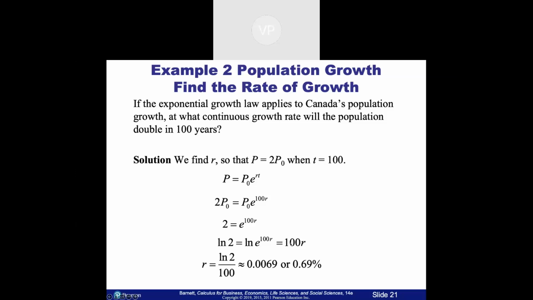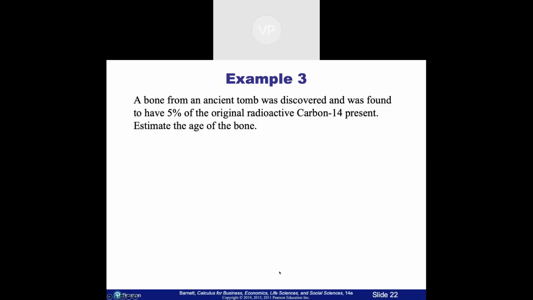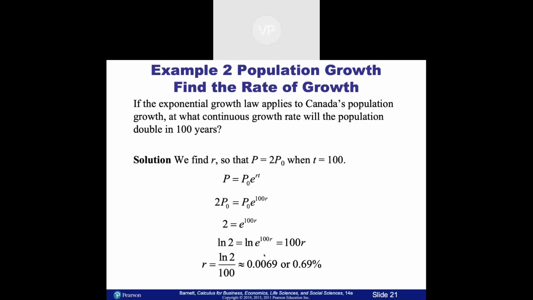When you plug that into your calculator, you get 0.0069, and your rate, if you convert back to a percent, is 0.69%. But this r right here is what matters, the 0.0069. Because what we would do in other problems is take the original equation, and now that you know the r, you can replace it with 0.0069.